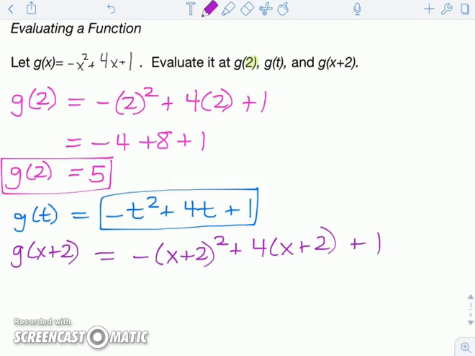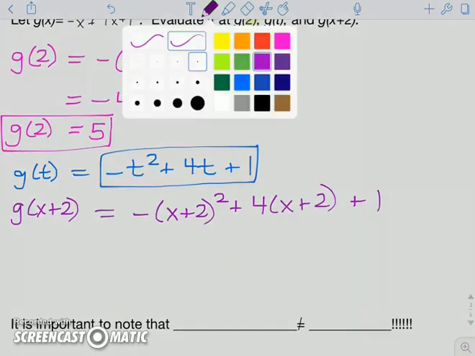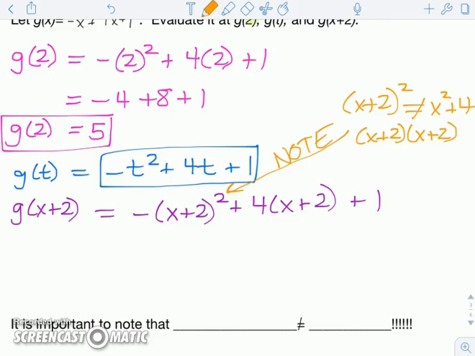I could simplify further if I wanted to, which I'm going to just to make a note. This is a very common mistake. X plus 2 squared is not equal to x squared plus 4. X plus 2 squared is equal to x plus 2 times x plus 2. So I'm talking about x squared plus 4x plus 4. You have to FOIL there. You have to use the distributive property.